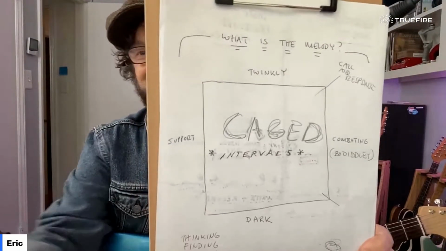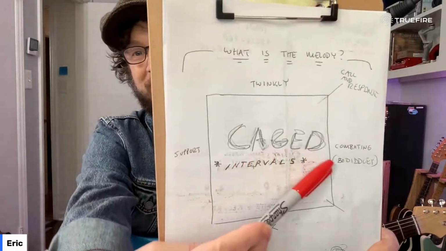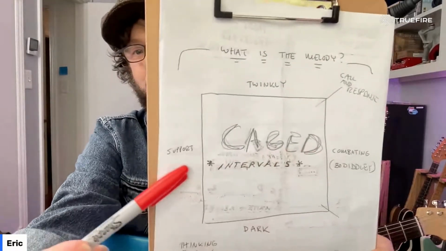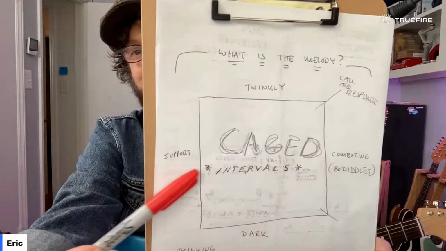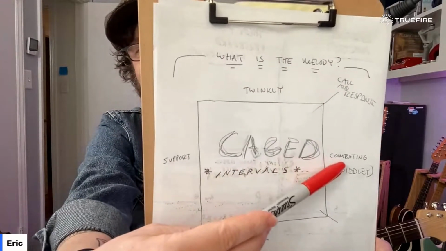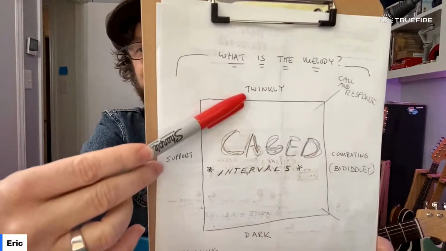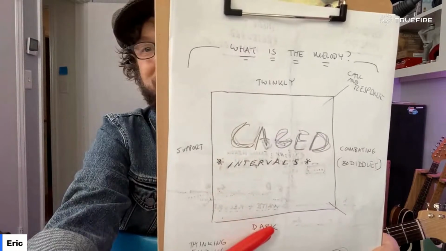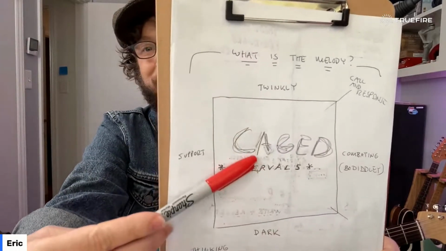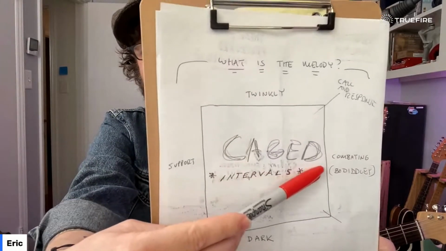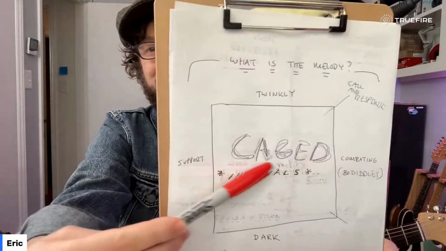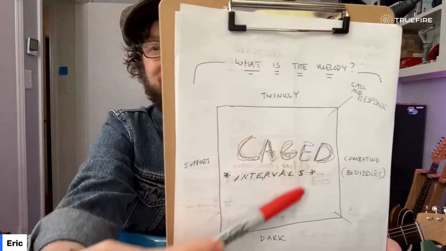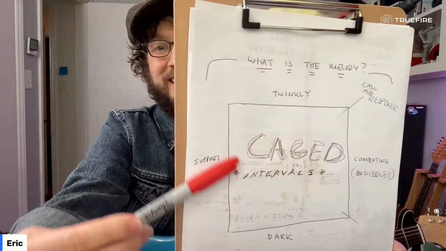Basically, here, think of it this way. You can either be playing something that is supporting the rhythm section, or you can be combating with the rhythm section. You can be playing something that is bright. You can be playing something that is dark. And you can be playing something that is complicated. You can be playing something that is simple. So it's kind of like you're bouncing around inside of here using caged intervals.